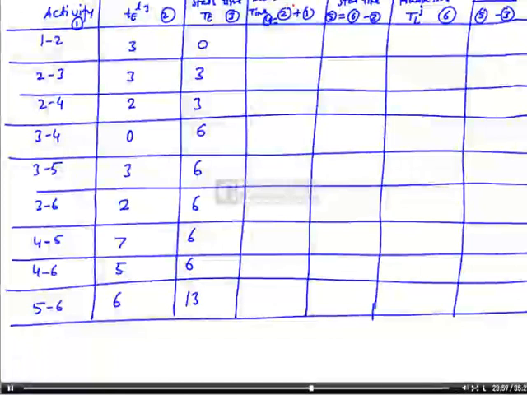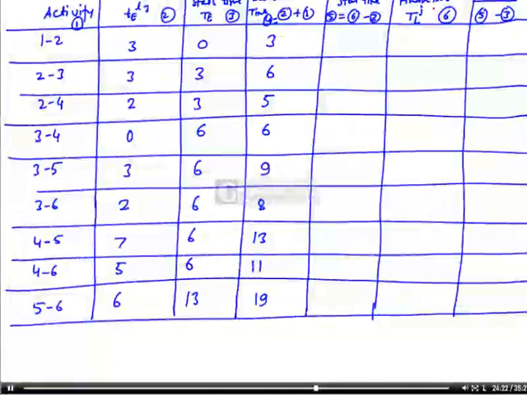Now earliest finish time, this will be sum of earliest start time plus average duration of the project. So both will add. It will be 3. This will be 6. This will be 5. This will be 6. This will be 9. This will be 8. This will be 13. This will be 11. This will be 19.